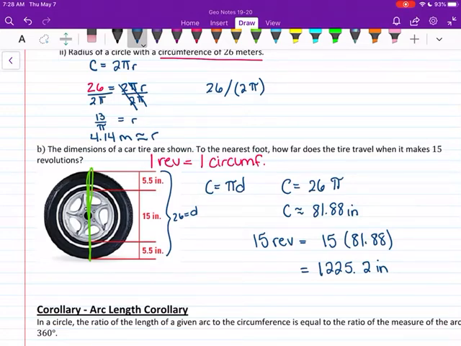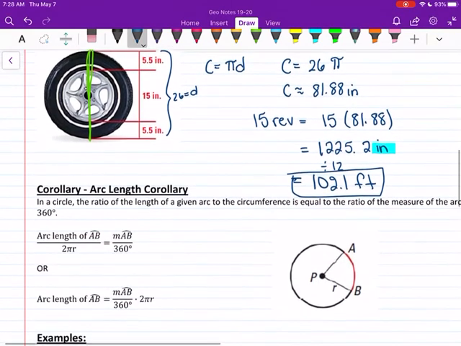Let's read our question, make sure we answered it. How far, to the nearest foot? Our units are inches, so we have to match that. Let's make sure we answer to the nearest foot. So I'm going to divide by 12, and I am going to get that it is approximately 102.1 feet. So that would be my final answer.